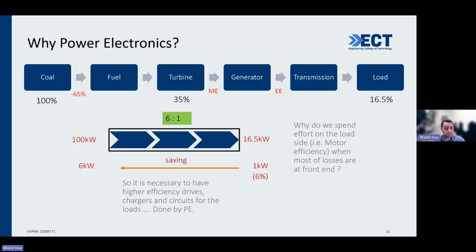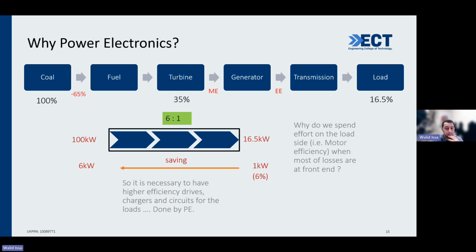Okay, so the question now: if there are very high conversion losses here, why do we spend efforts on the load side? Load side is this one. Why do we say let's increase the efficiency of the electric vehicle charger? Why do we say let's increase the efficiency of our lamps, instead of the old tungsten lamp, we use LED lamps? Why do we focus on making our refrigerators, microwave, fridge more efficient? The losses are not here, the losses are there.